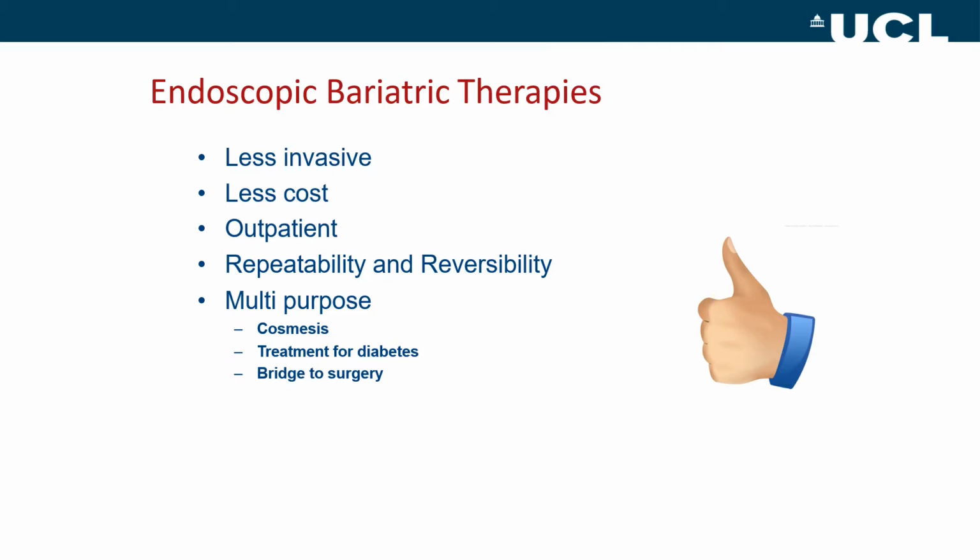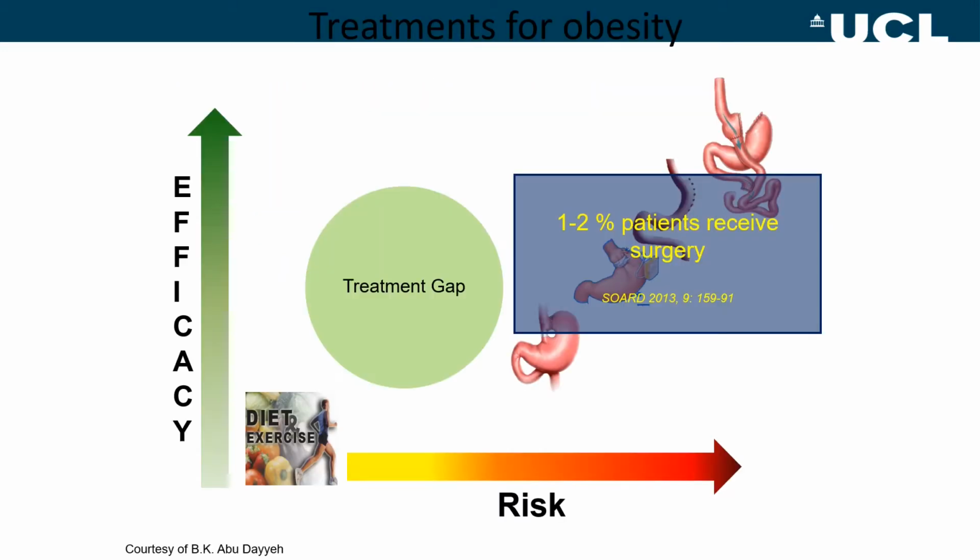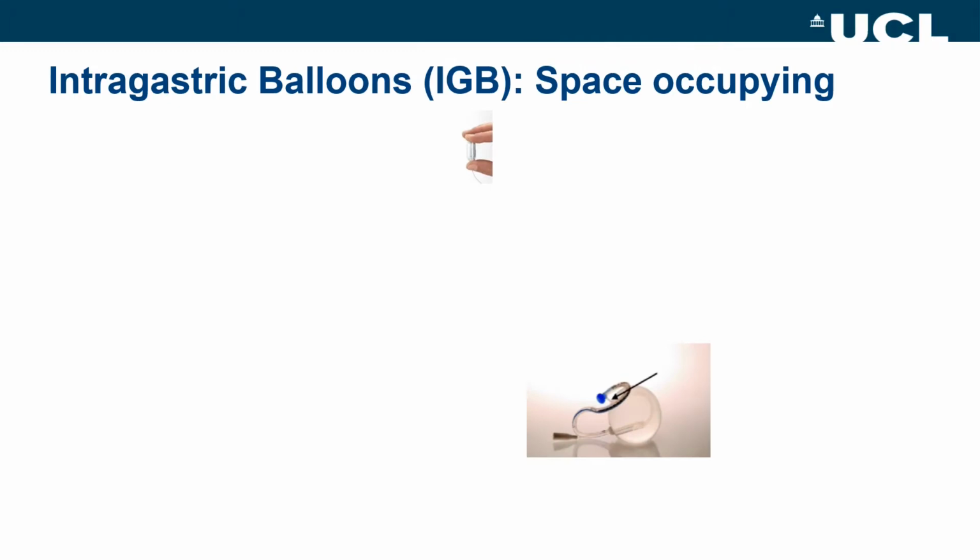Just for the final part of my talk, I'm going to go on to endoscopic bariatric therapies. And these are less invasive, potentially less cost impactful, can be done as an outpatient, can be reproduced, and can be used not just for cosmetic, but also for weight loss surgeries. And there is a treatment gap, ladies and gentlemen. We know that the difference between diet and exercise and medical therapy and surgical intervention, there is a large cohort of patients. So who are the patients that we can look at?